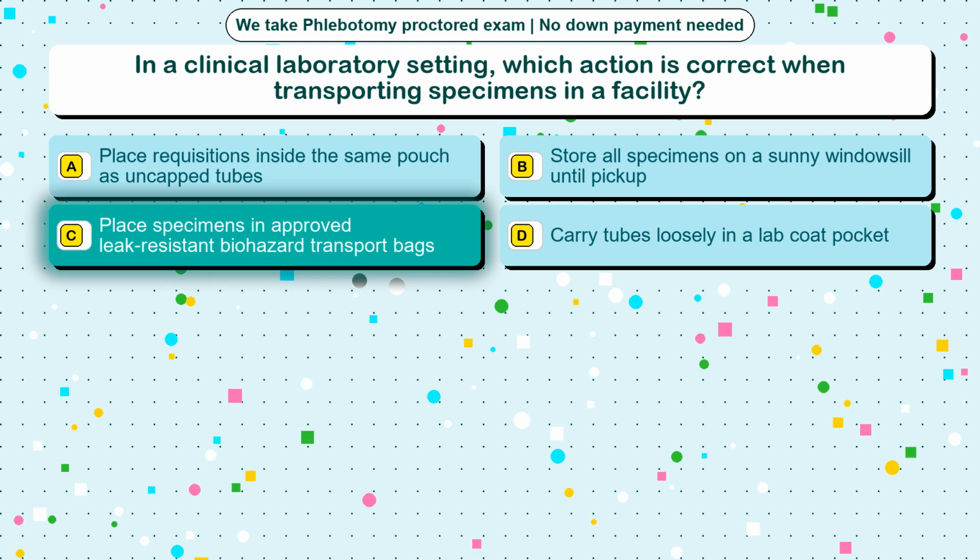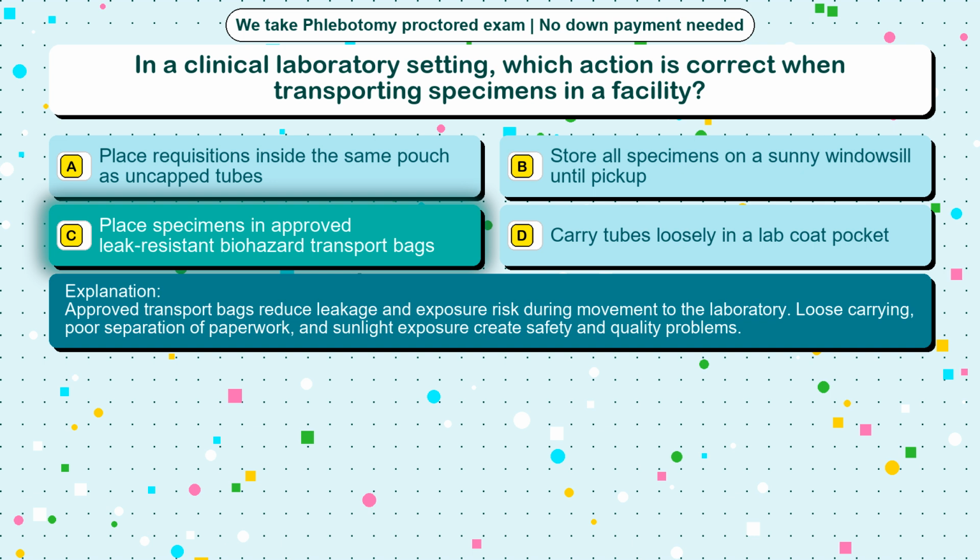The correct answer is option C. Place specimens in approved leak-resistant biohazard transport bags. Approved transport bags reduce leakage and exposure risk during movement to the laboratory. Loose carrying, poor separation of paperwork, and sunlight exposure create safety and quality problems.